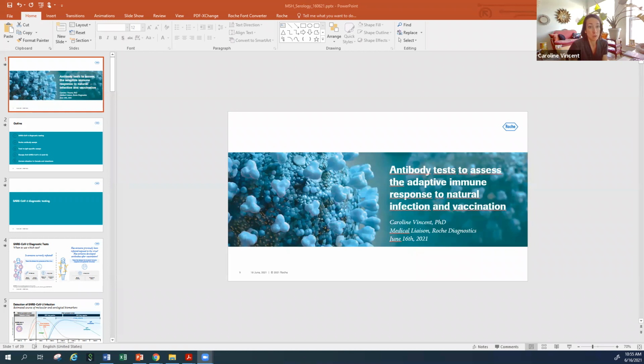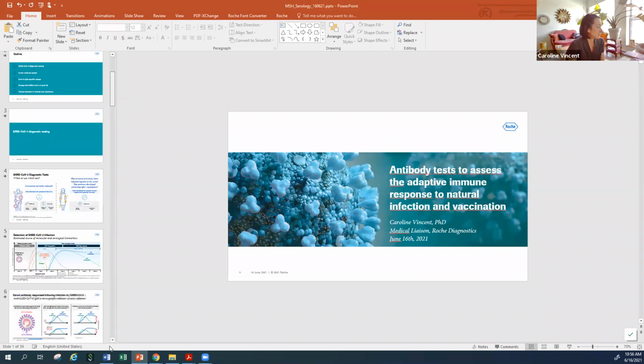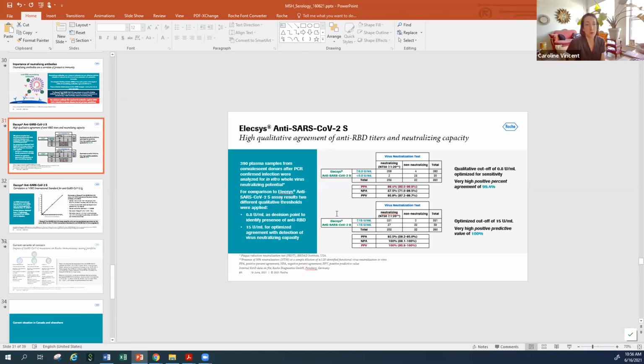We have some insights, as I've shared in one of my slides, which maybe I can show here. This one here, we know that the presence of neutralizing antibodies is a good correlate of immune protection, because these are really the effective antibodies. And at a cutoff of 15 units per ml with the Roche assay, we see that all of the samples above that level also had neutralizing antibodies detected with the gold standard virus neutralization test.